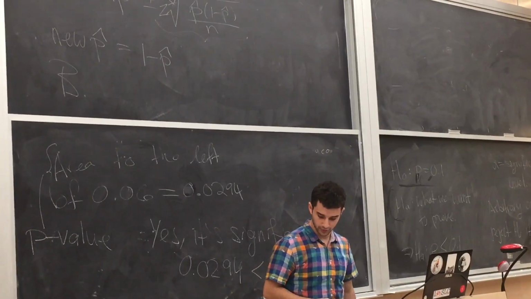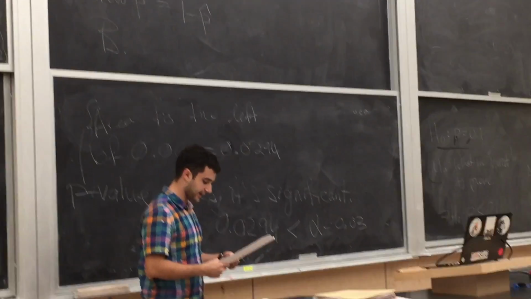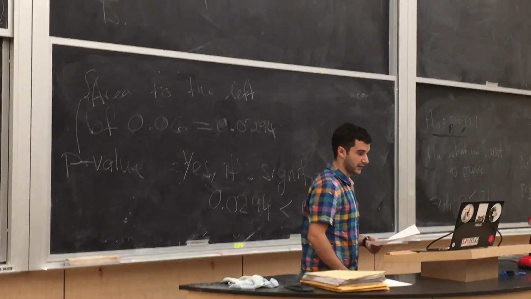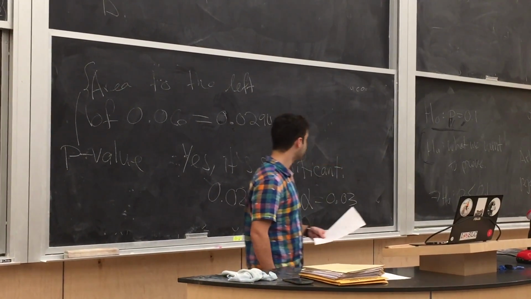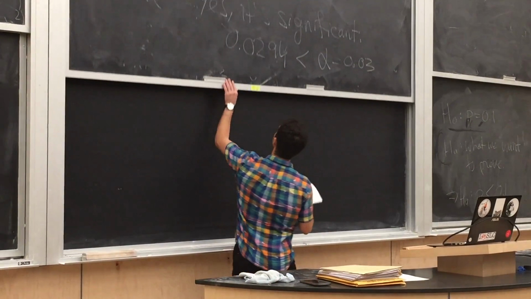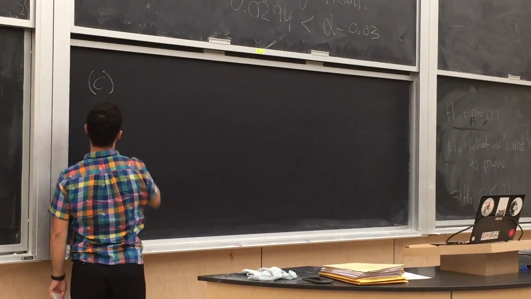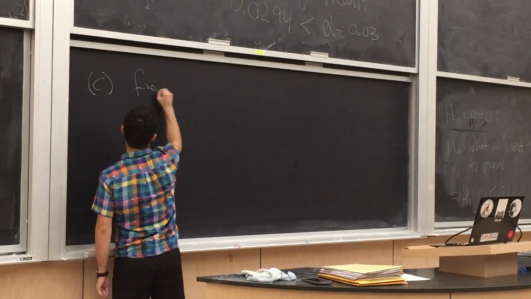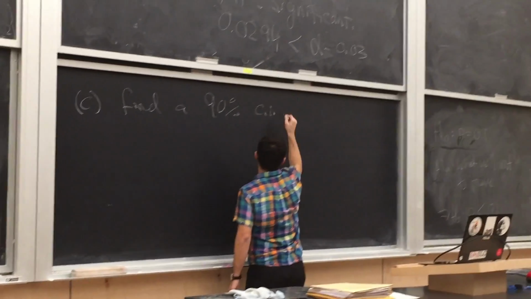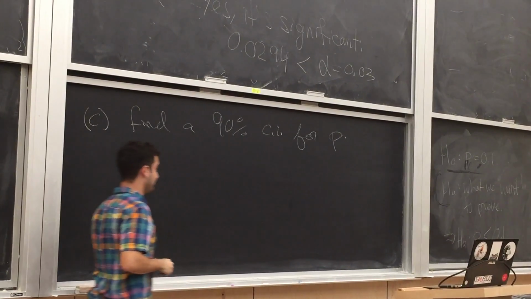Let's quickly do part C as well. So now we want to find a confidence interval, a 90% confidence interval. So this is part C now. So, finding a 90% CI with a population proportion P.